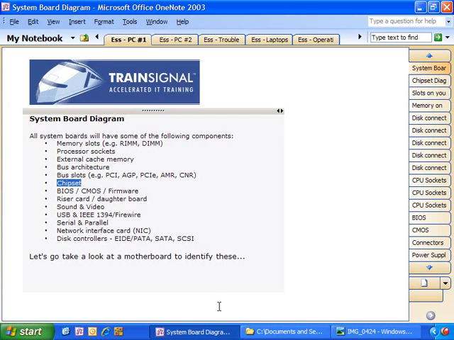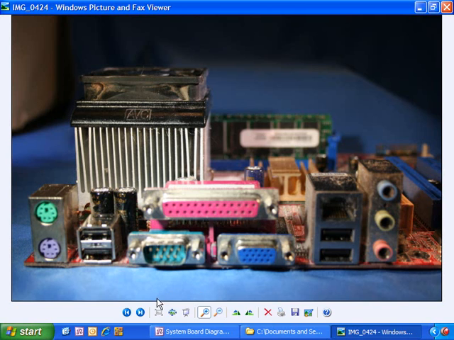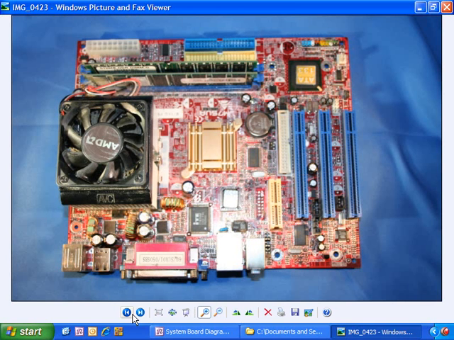And then disk controllers. On this motherboard, there are built-in disk controllers. Right over here, it says ATA133. That's the disk controller. And these 2 slots over here, these are what would connect to the hard drives using this integrated disk controller.